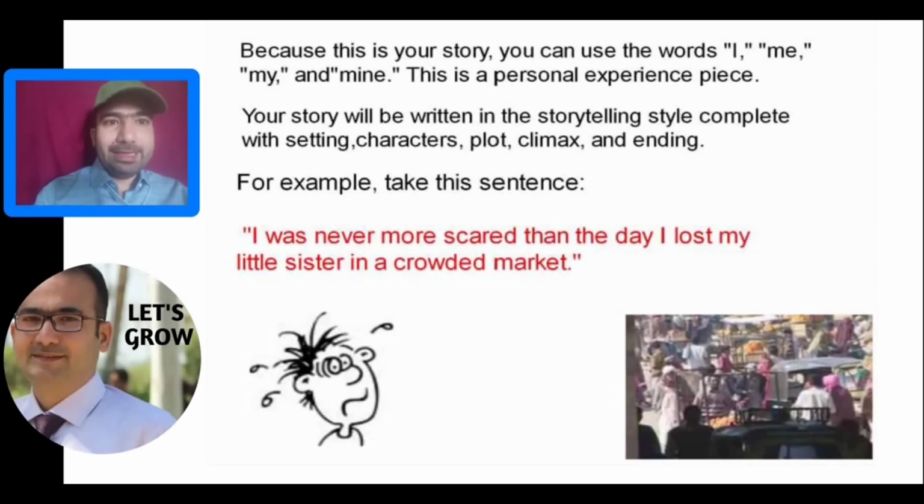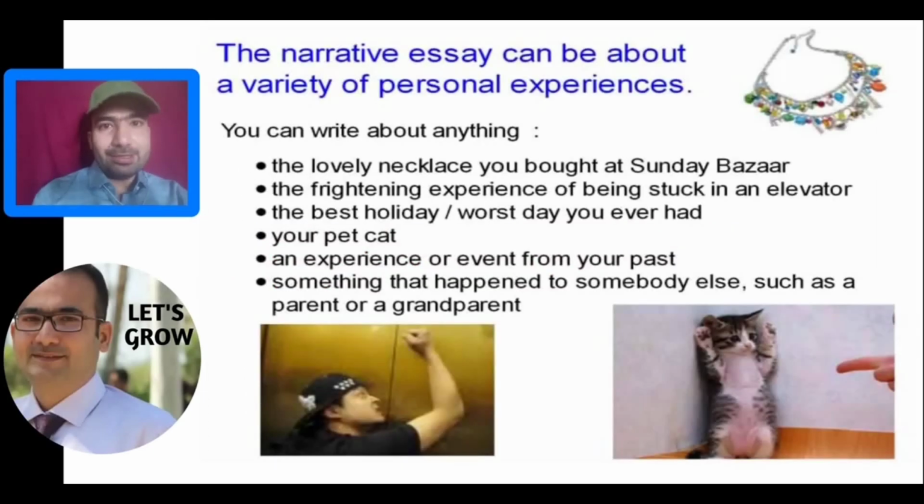For example, take this sentence: I was never more scared than the day I lost my little sister in a crowded market. So here what is being said? It is said in the first person narrative. The POV, the point of view, is in the first person. The narrative essay can be about a variety of personal experiences. You can write about anything.